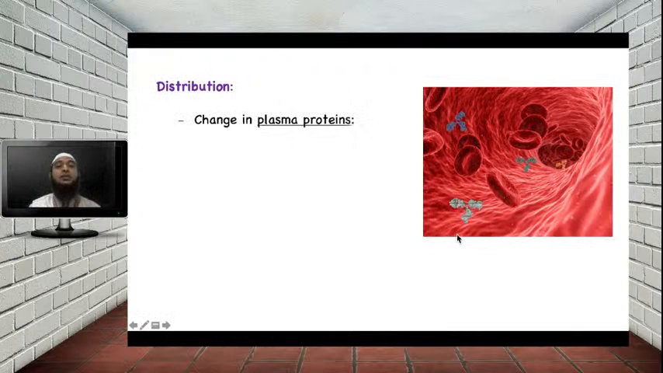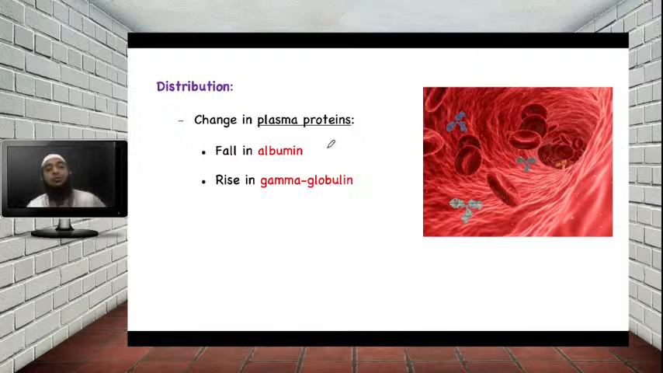In addition to this, let's see the effect on plasma protein, because plasma protein plays a vital role in the distribution of the drug. It is observed that there is a change in plasma protein: there is a fall in the level of albumin and a rise in the level of gamma globulin.